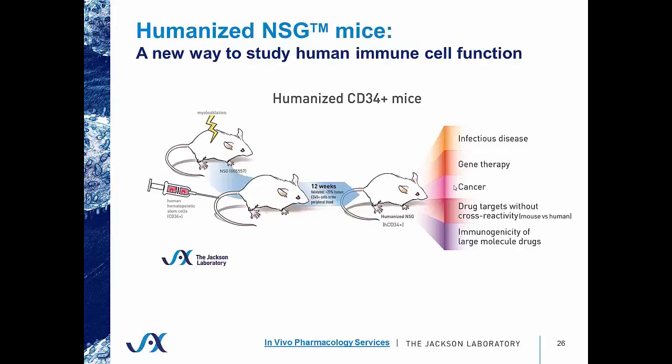Here at JAX we have humanized NSG mice in which we routinely engraft human hematopoietic stem cells that are CD34 positive via tail vein into NSG mice that are pre-validated to ensure that they have at least 25% human immune cell populations within the peripheral blood.